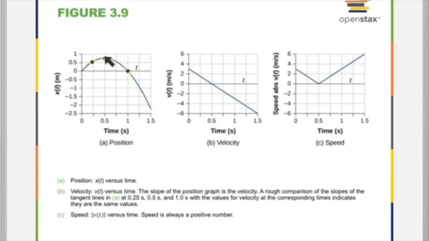Remember, the slope of position time gives you velocity. And the slope is 0. Are you with me? The slope is 0. And this part, the slope is positive all the way till here. That's why you have positive till here. See that? And then from here, the slope is negative. That's why the velocity is negative.